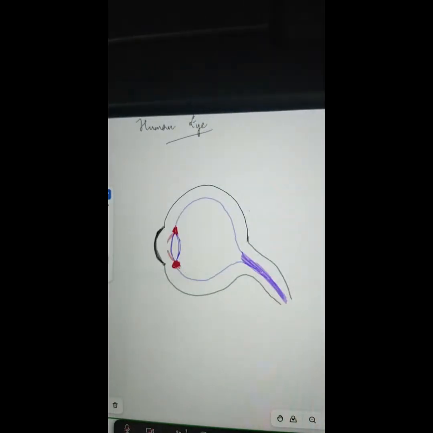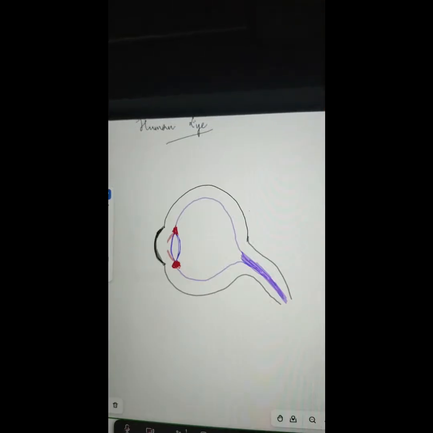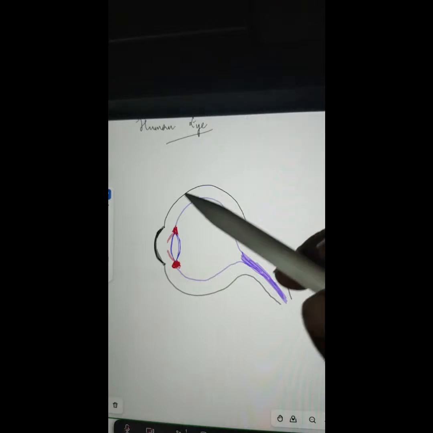In this live session today, I will be teaching you the structure of the human eye and two defects of vision, myopia and hypermetropia. So here we are starting. I hope the screen is visible. So I have drawn a bit of the human eye structure. The human eye is spherical in shape, each eye, and there are various parts that we need to study.